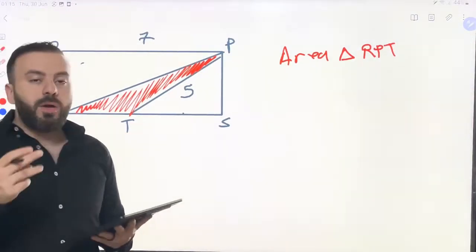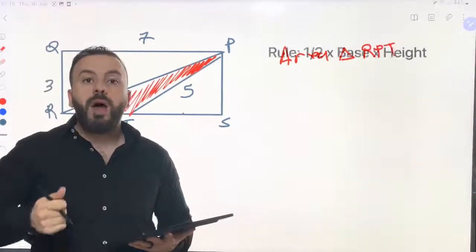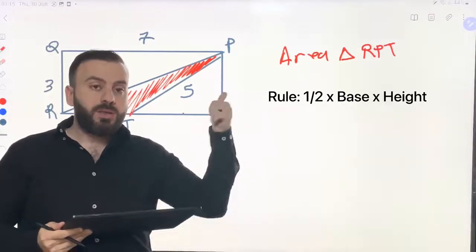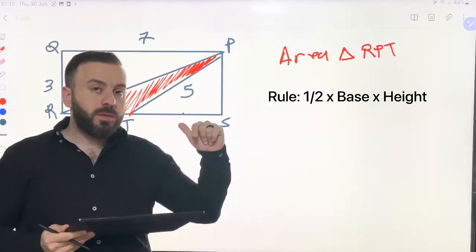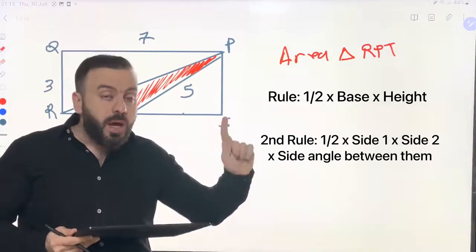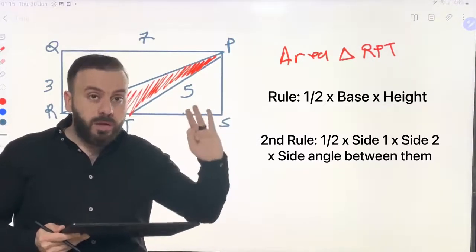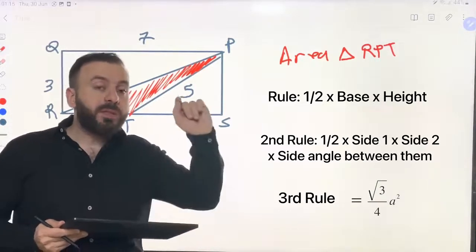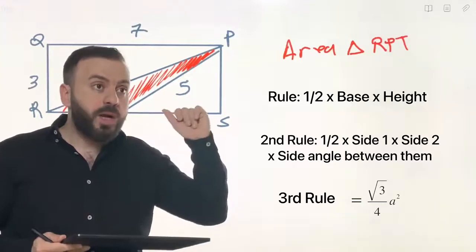First of all, there are 3 rules. Just put them in your mind. The first rule for a triangle is half times base times height. Hope you can see that on the screen. The second triangle rule is half times side 1 times side 2 times the sine of the angle between them. And the third rule, for equilateral triangles, is radical 3 over 4 multiplied by the side squared. Just put those things in your mind in the triangle study.